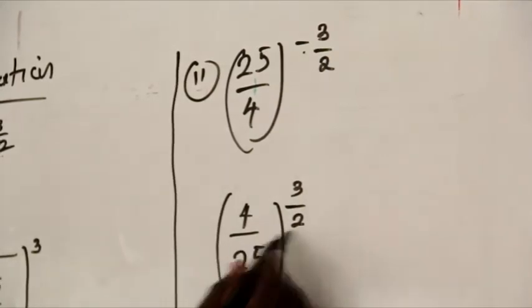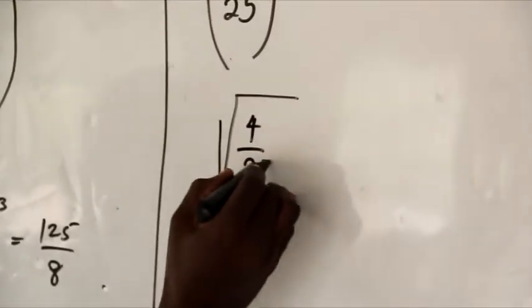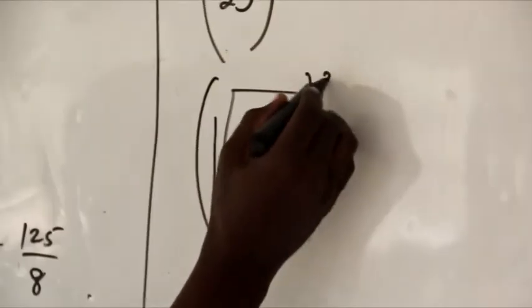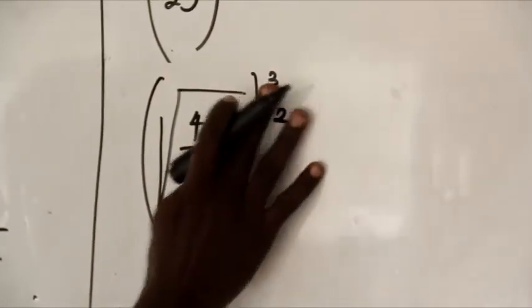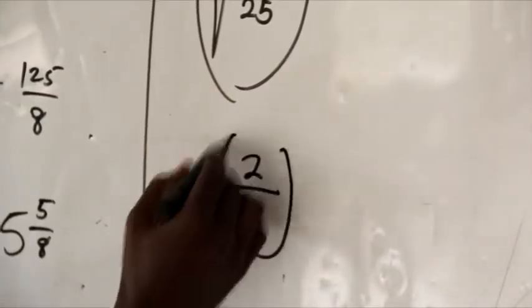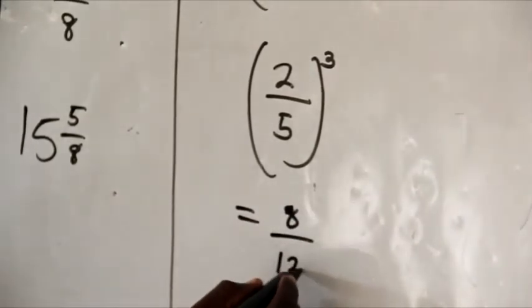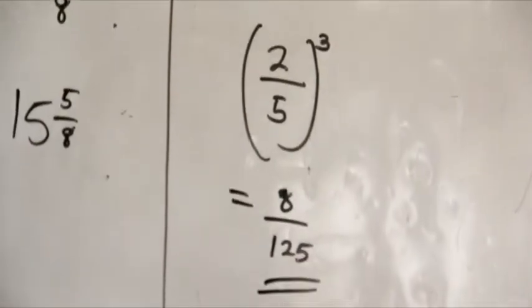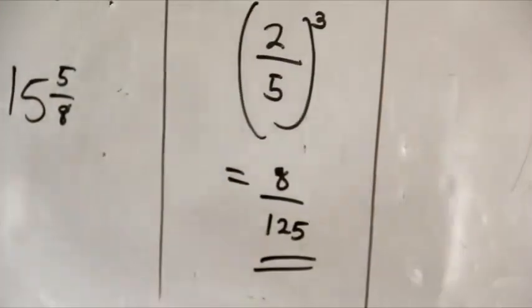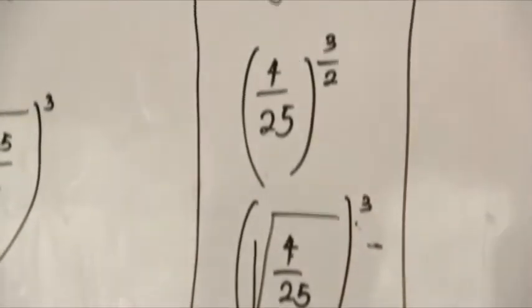Now we can take the square root of 4 upon 25, raised to the power of 3. The square root of 4 is 2, the square root of 25 is 5, raised to the power of 3. That gives us 8 upon 125. So we stop there. Hope you get it. It's good progress.